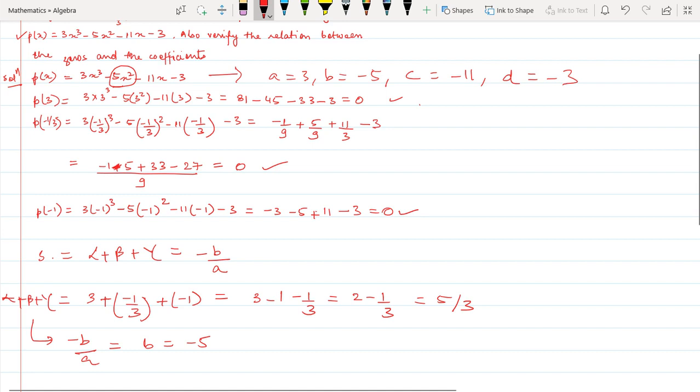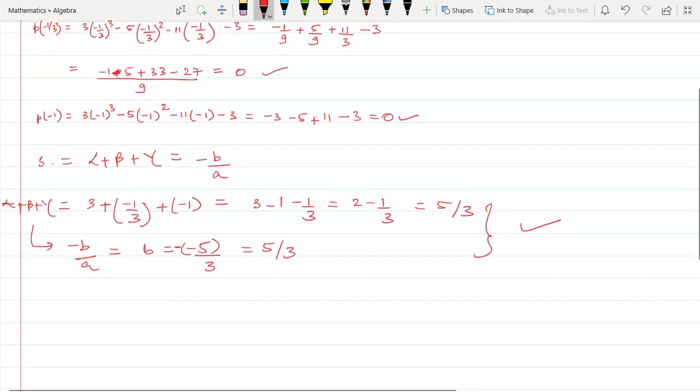So b is equal to minus of 5, and I have a minus in front of the minus of 5 divided by a, which is equal to 3. So this becomes 5 by 3. So the first relation is verified.